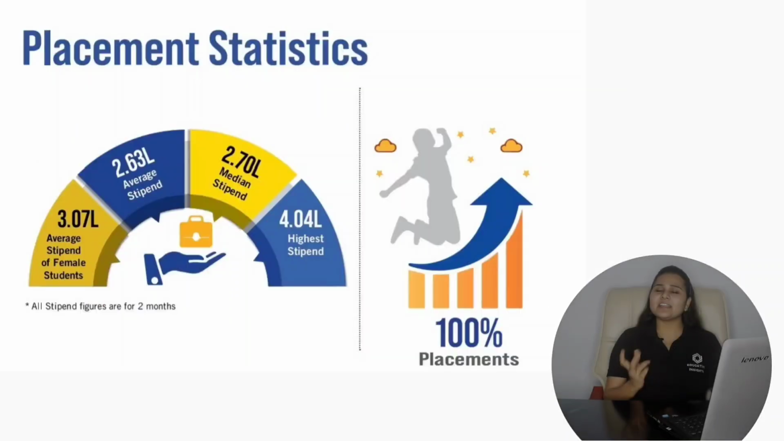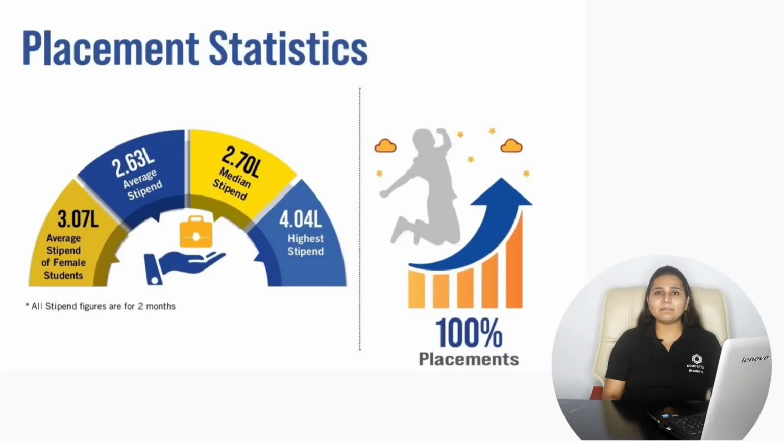is the average CAT percentile for the current batch. Now if we consider the placement statistics for the batch of 2020 to 2024 in terms of stipend. So here, the average stipend of female students is 3.07 lakhs. Then the average stipend for the overall batch is 2.63 lakhs. Then the median stipend is 2.70 lakhs and the highest stipend is 4.04 lakhs. So it offers you 100% placements.